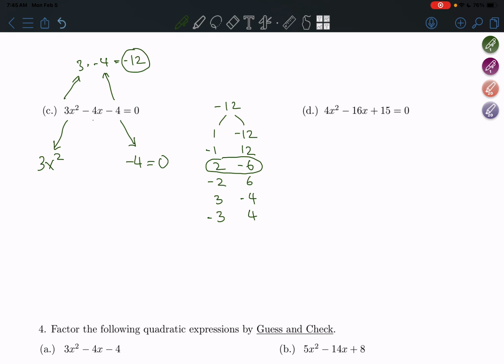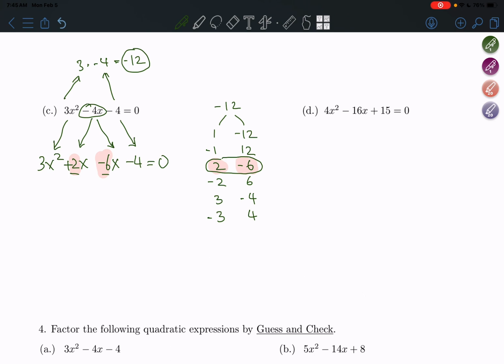And then we're going to break the middle number into the two factors that I found. So 2 and negative 6, right? So I got plus 2x minus 6x. The 2 and the 6 is what I'm working with here. Okay, so what I'm saying here is break that middle term into the two factors that I found from the previous steps. Now I have a 4-term expression.